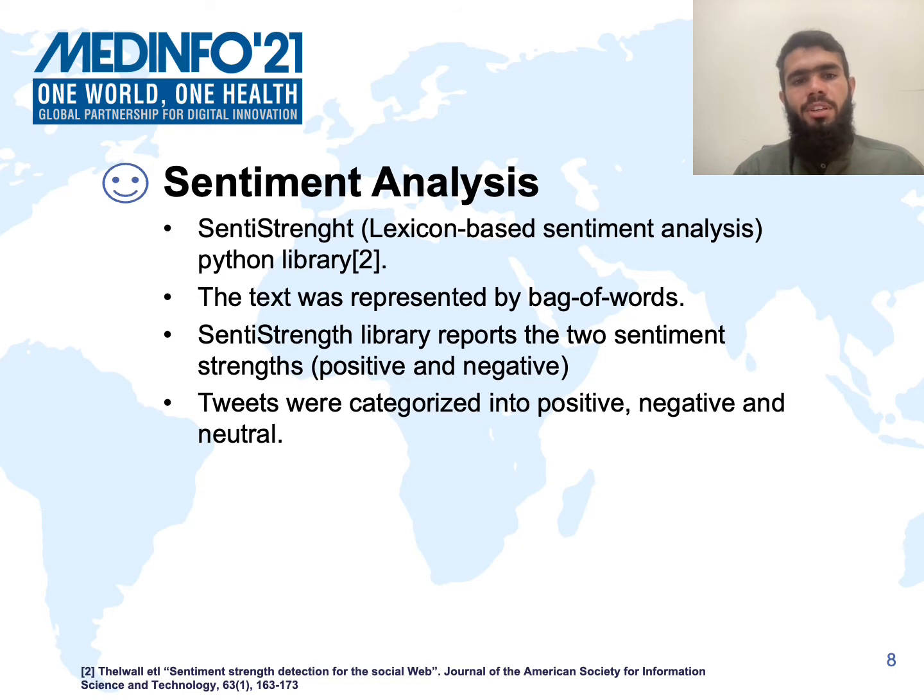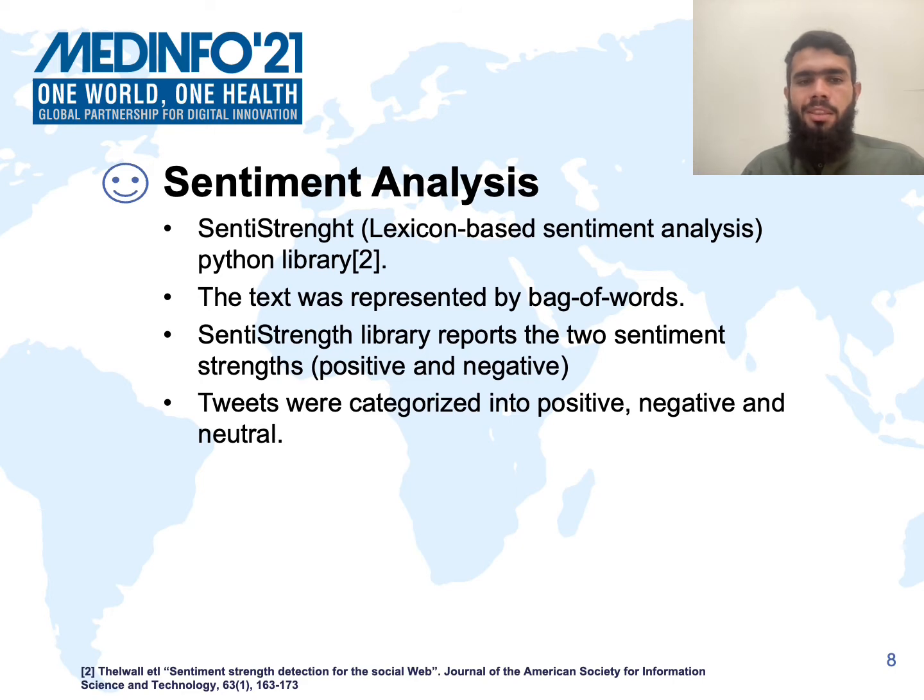So the SentiStrength library reports two sentiments, positive and negative. For example, if I say, I love traveling, but I hate hot weather, this sentence contains two meanings, both positive and negative. So that's why they report both values.